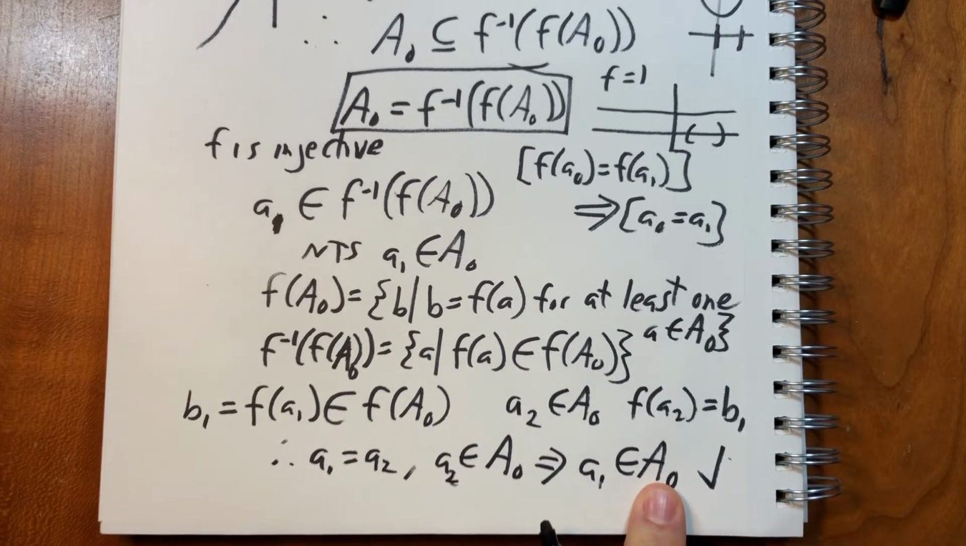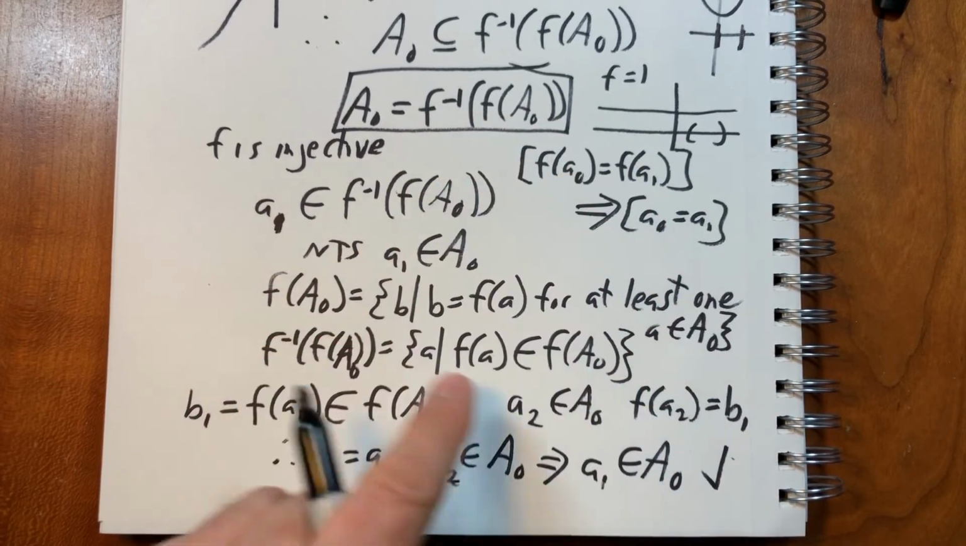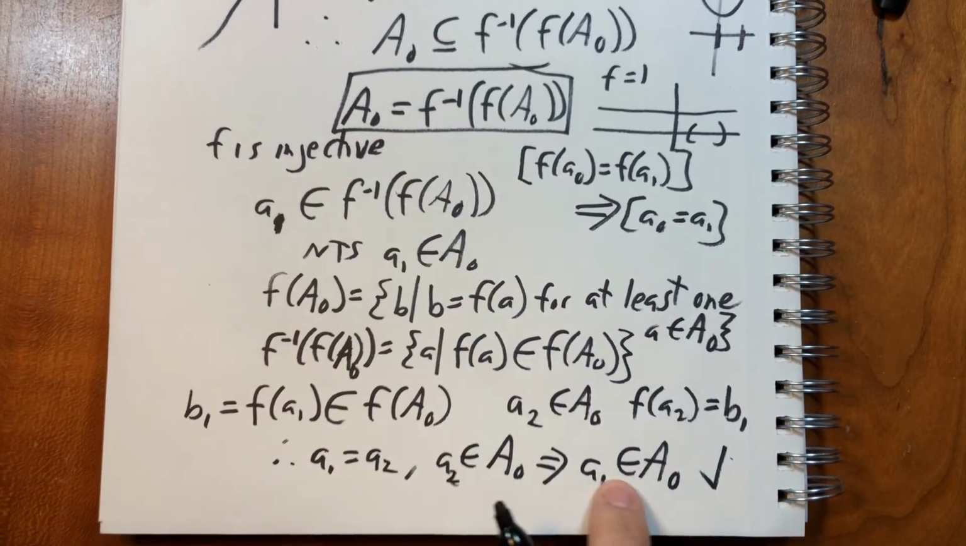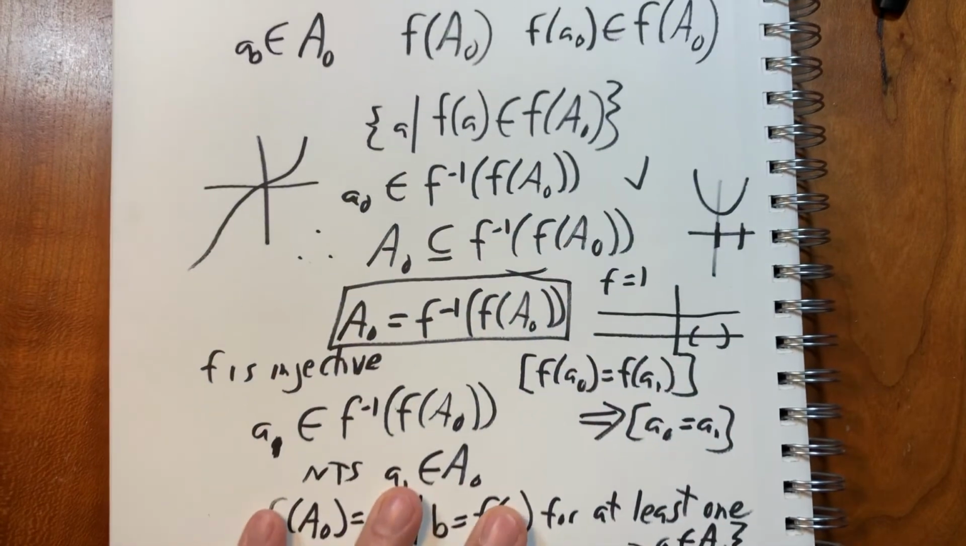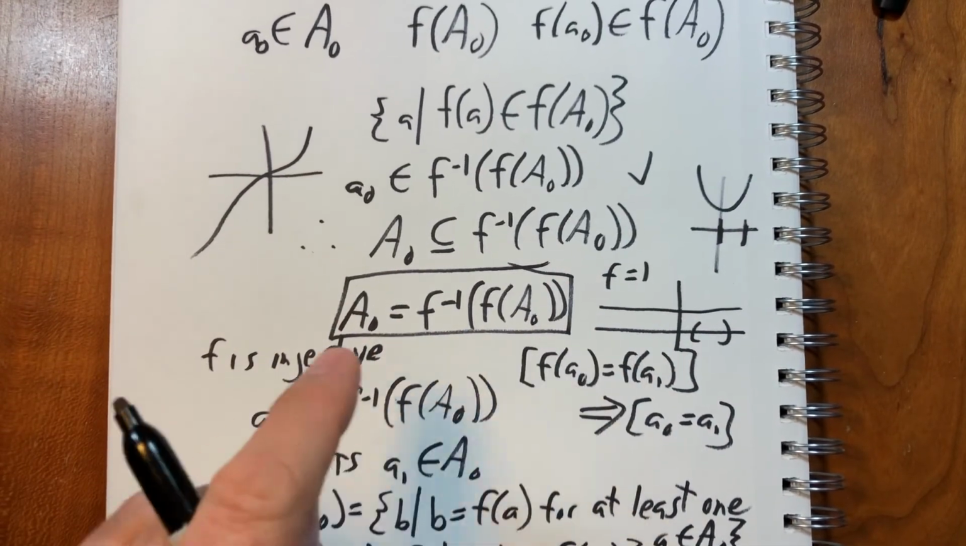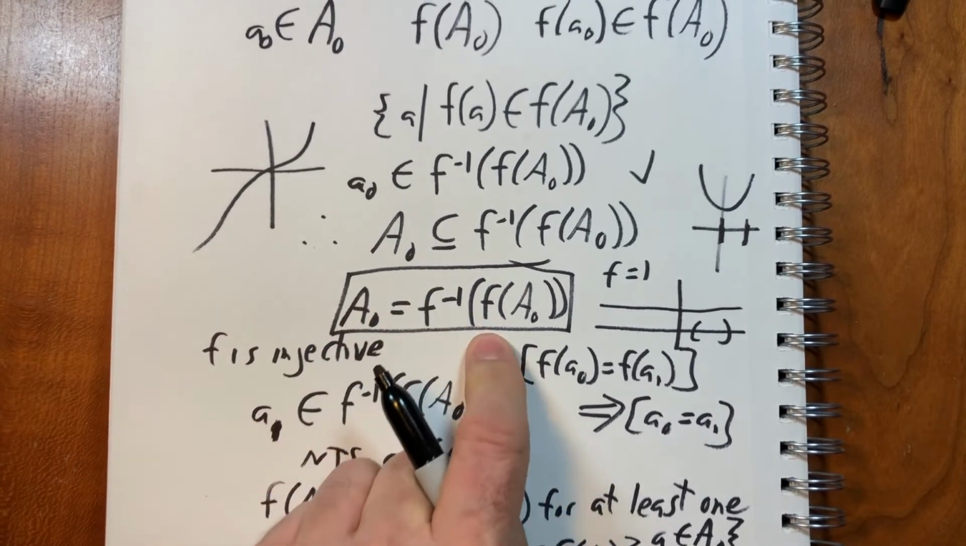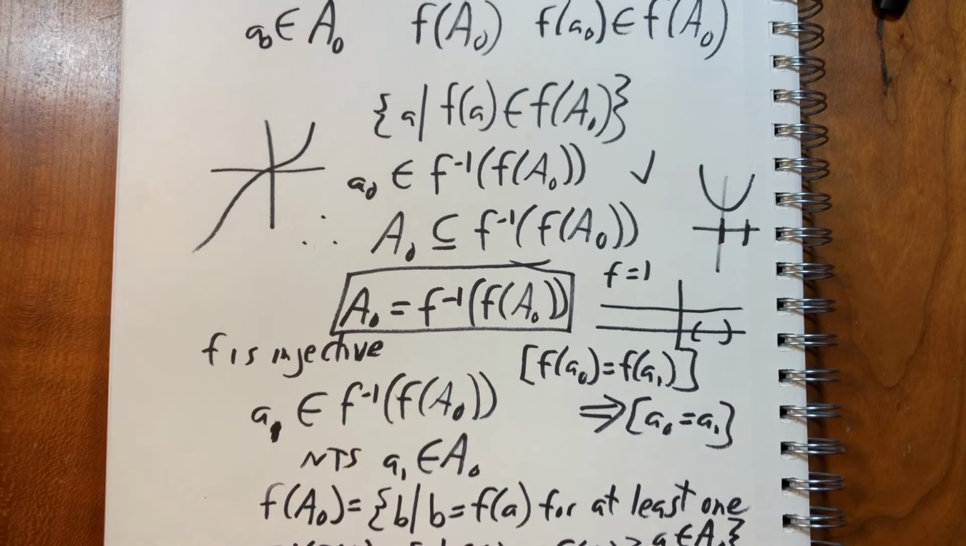And that's what we needed to prove, because we wanted to start with an element of the right side and prove that it must then be an element of the left side. Okay, so we've shown inclusion in both directions. So that means that when f is injective, A0 equals the preimage of the image of A0. Good.